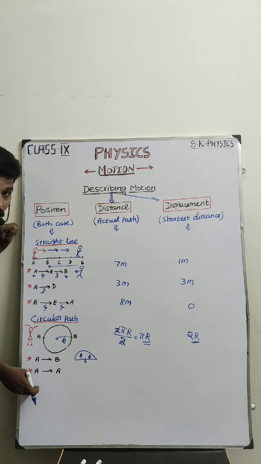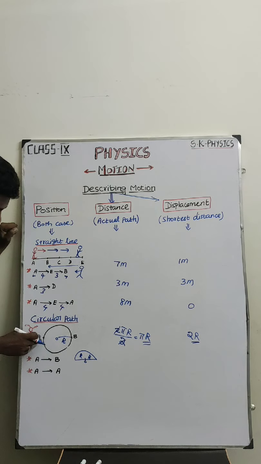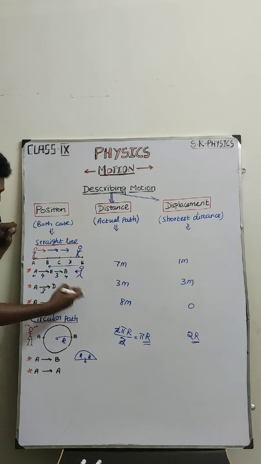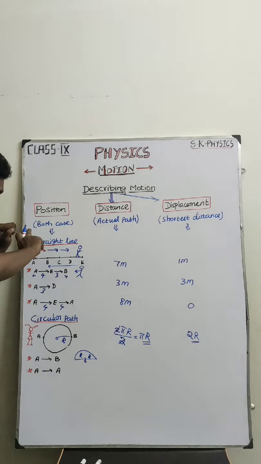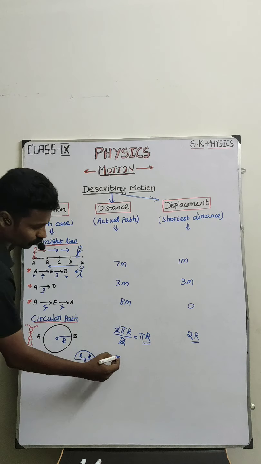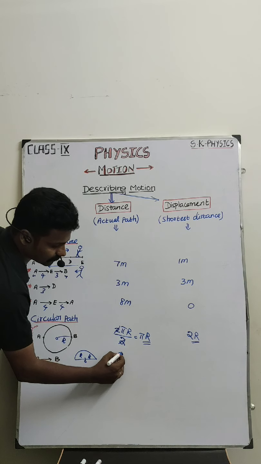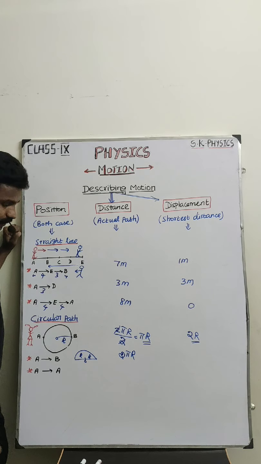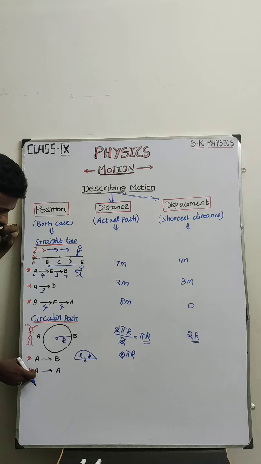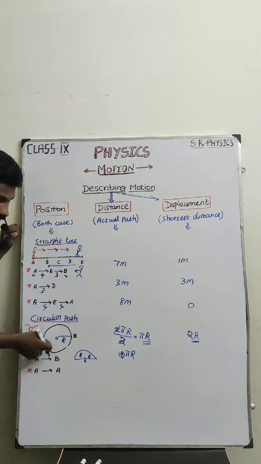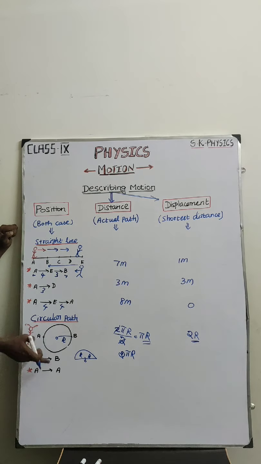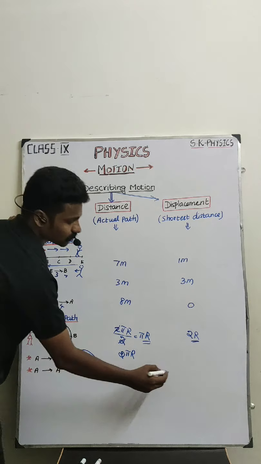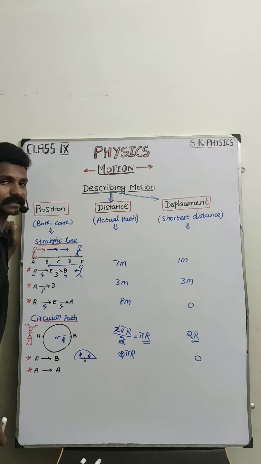Then the last one, A to A. She starts from A and again reaches A. She covered one circumference of the circle, a full round. So a full round means her distance is 2 pi r. Next, for A to A, her displacement: the initial position and the final position are the same, so the displacement is 0 meters.